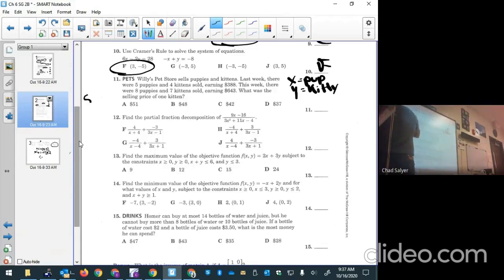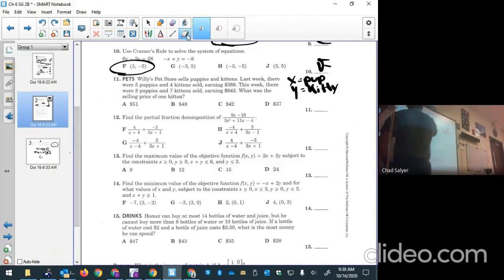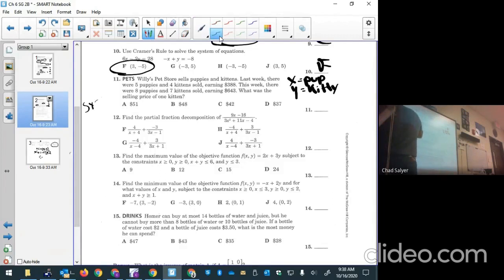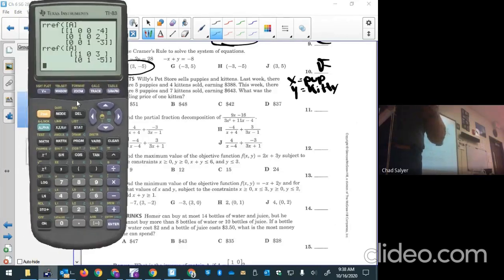5x plus 4y equals 388. That is really illegible. Let me go down a size in pen here. And then 8x plus 7y equals 643. So that's our system we need to solve. And we want to know the value of y. So we only care about y. We'll go ahead and solve the system.